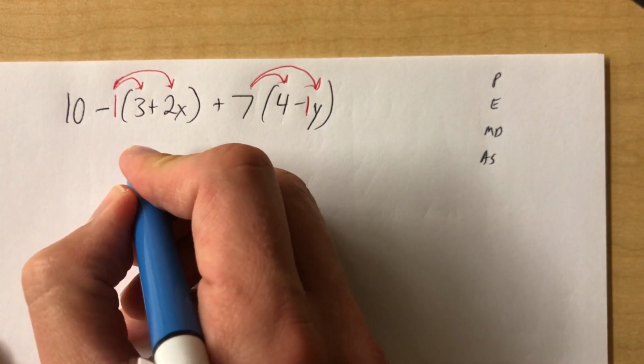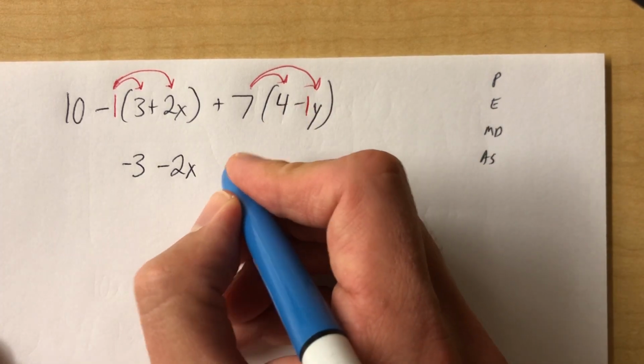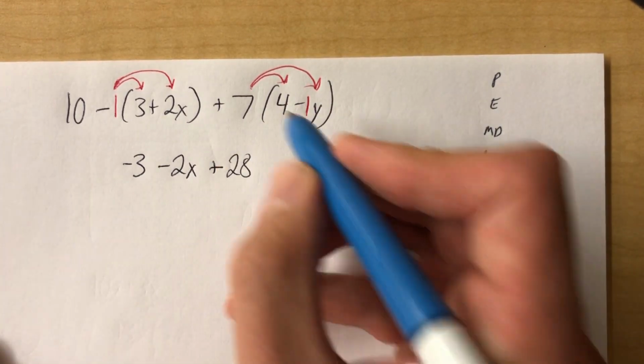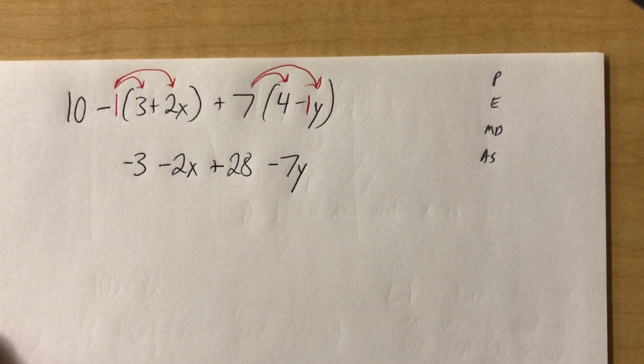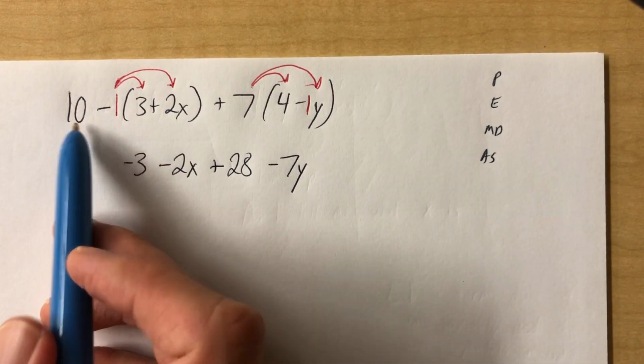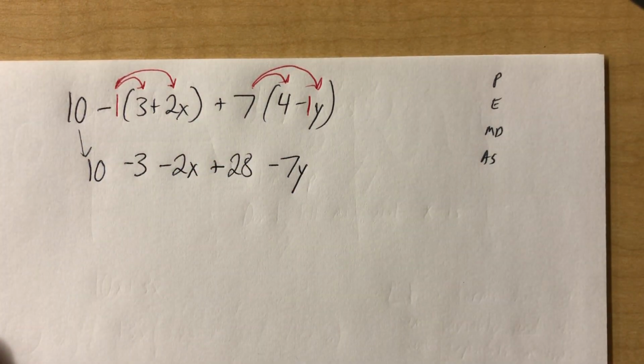Negative 1 times 3 is negative 3. Negative 1 times 2x is negative 2x. 7 times 4 is 28. It is positive. 7 times negative 1y is negative 7y. The only thing I haven't dealt with is this 10. So just bring it down. He wasn't involved in any of the other stuff, so we just bring it down.